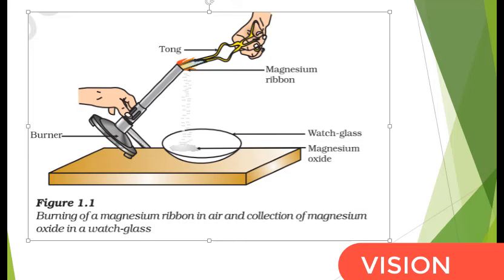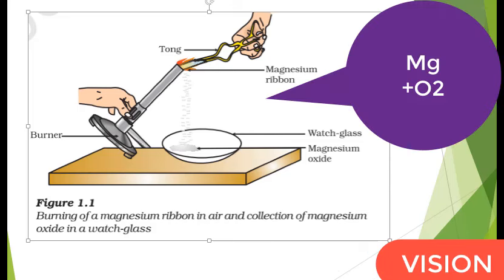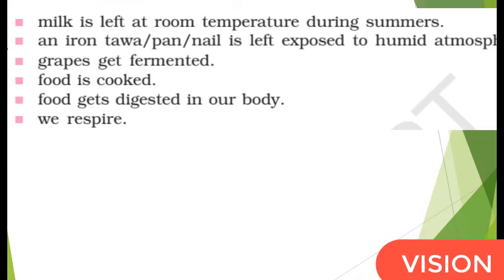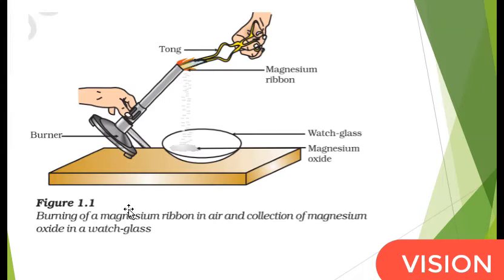The magnesium oxide formula is MgO. Magnesium is Mg. The atomic number of magnesium is 12. This is one example of a chemical reaction. The earlier ones are naturally occurring chemical reactions. This is an induced chemical reaction due to human activity. That is the only difference.